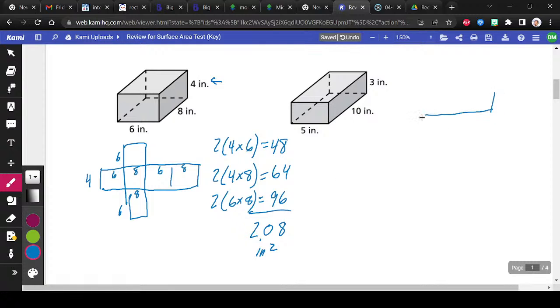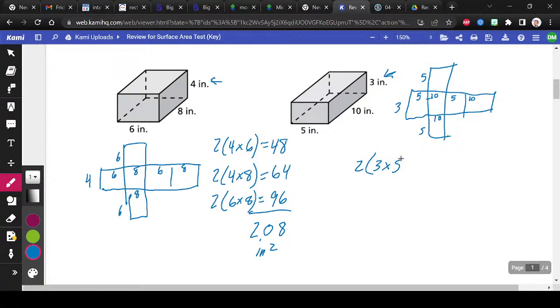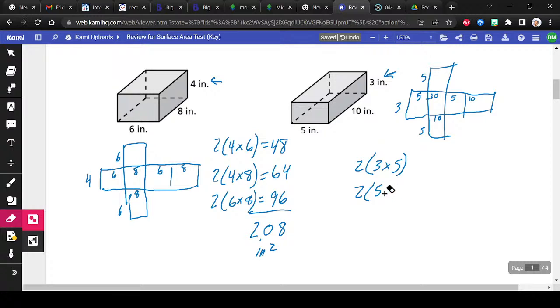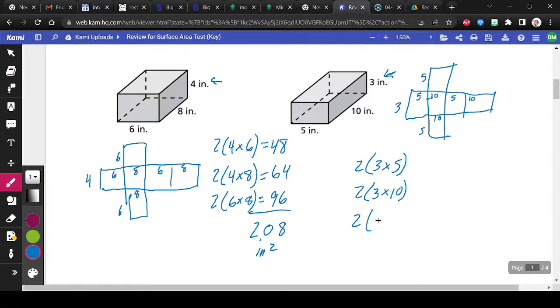So in the next one, I'm going to call this 3 inches tall because I'm looking right here and seeing that it's 3 inches from the bottom to the top. So we go 3, and then we go 5, 10, 5, 10. And then since this is 10, this is 5, and then 10 and 5 right here. So we go 2 times 3 times 5, 2 times 5 times 10, whoops, sorry about that. I got ahead of myself. I don't want to do that one yet. 2 times 3 times 10, and then 2 times 5 times 10.